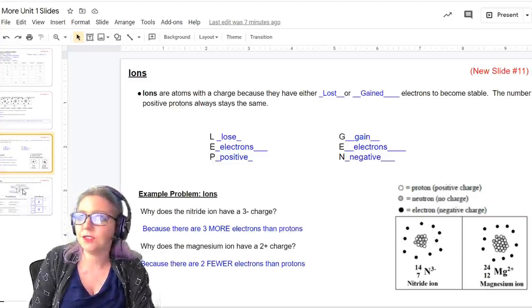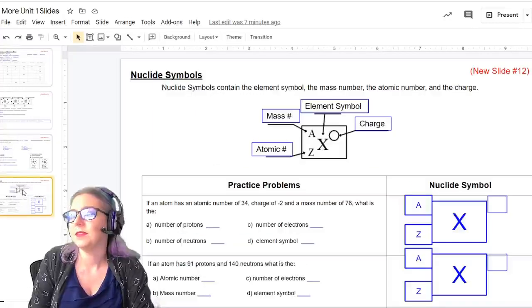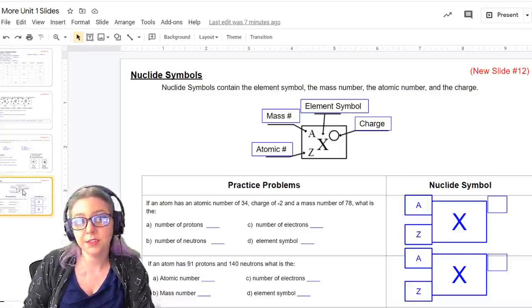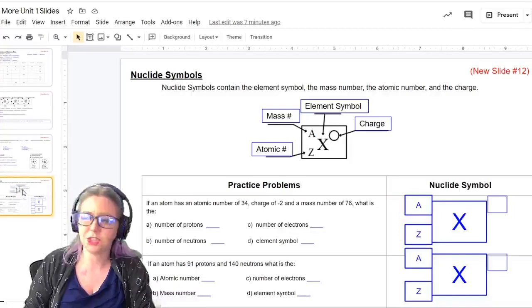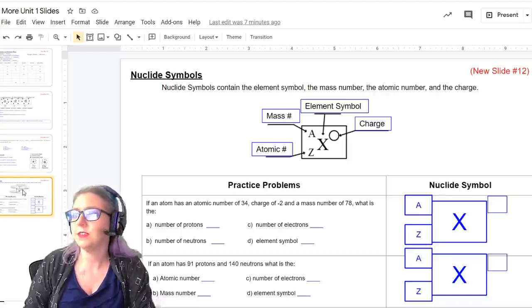And our last new slide is the nuclide symbols. Now, this is very similar to the slide that's already in your notes, but I made some changes in some of those questions.